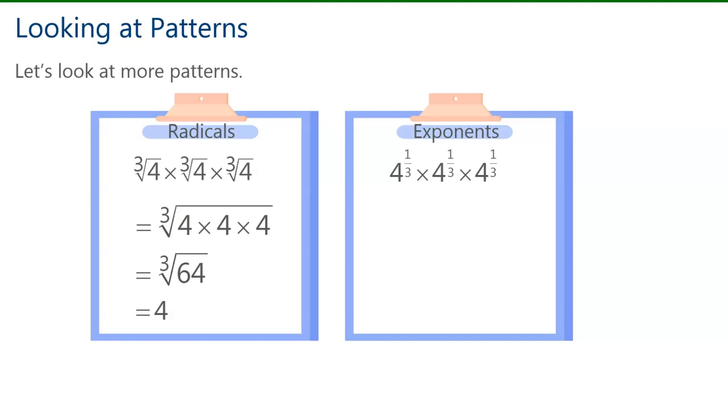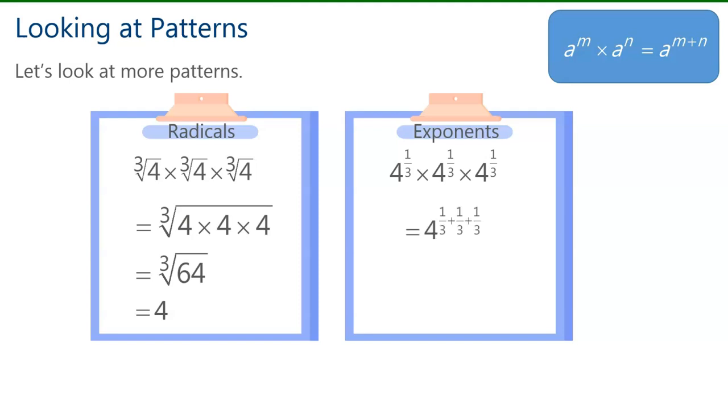On the right-hand side, using our product of powers rule, we know we can add the exponents. So 4 to the 1/3 plus 1/3 plus 1/3, giving us 4 to the 3 over 3, which is 4 to the 1, which we know to be 4. So it looks like these operations are equivalent. So it also means that the cube root of 4 is equivalent to 4 to the 1/3. Recall that the exponent for the radicand 4 is a phantom 1.